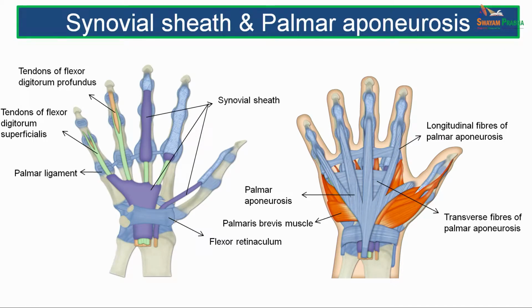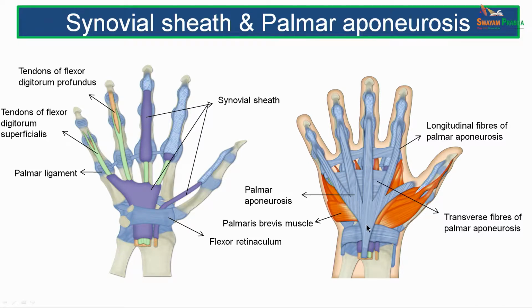Now we see a picture which shows us the fascial covering, or we see details of the synovial sheaths and the palmar aponeurosis. As is seen in this picture, we see the hypothenar muscles on the medial side, whereas the thenar muscles are seen on the lateral or the radial side.